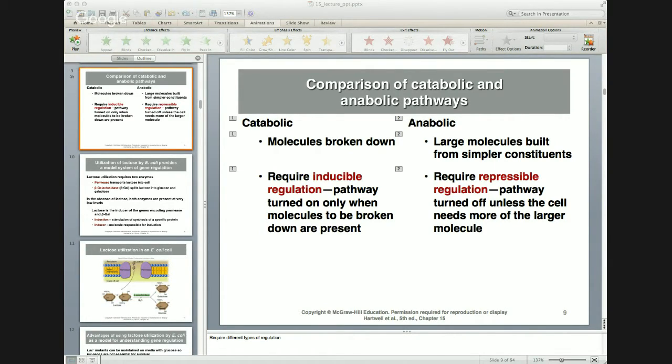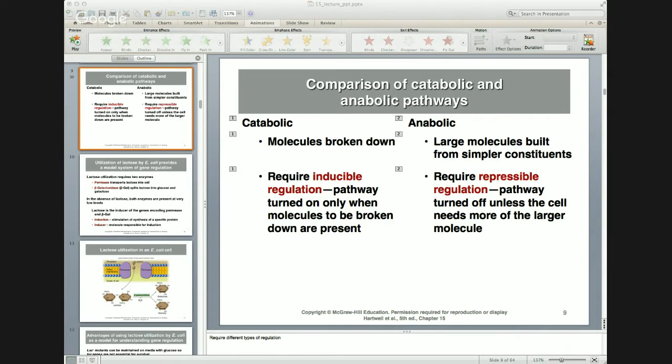Okay, and so it will not be transcribed. LAC-Z, Y, and A will not be transcribed, and hence the operon in essence is turned off. So the LAC repressor is a negative regulatory element. It represses the expression of the structural genes, right? So that's how the LAC operon is repressed.